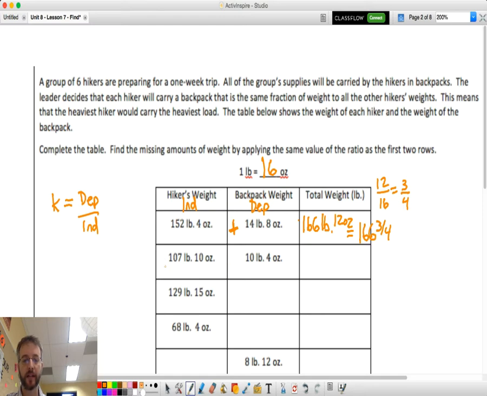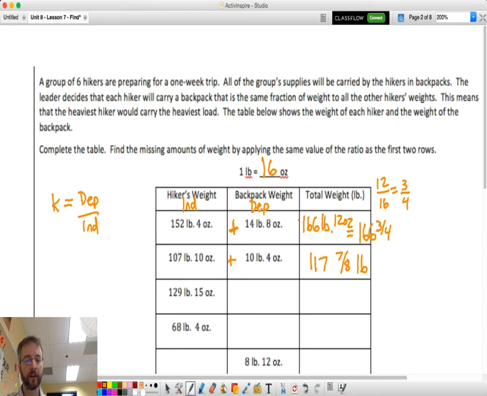The next one, we can see 107 pounds 10 ounces plus 10 pounds and 4 ounces is going to give us 117 pounds and 14 ounces, or 117 and 7/8 of a pound. Now, to go back here, we have to figure out some of these missing values. So we first have to find out, what did we do to the hiker's weight to get the backpack weight? Well, let's see here.